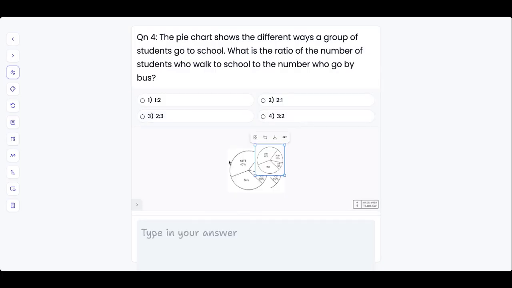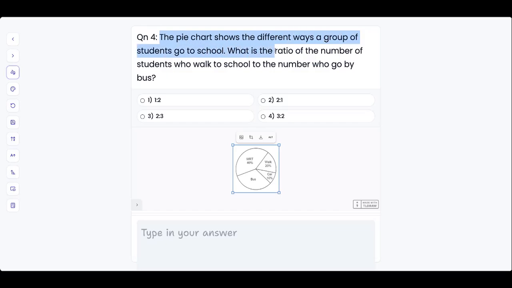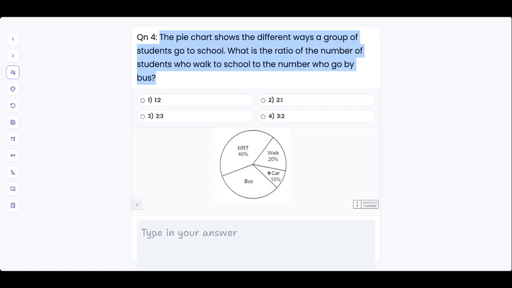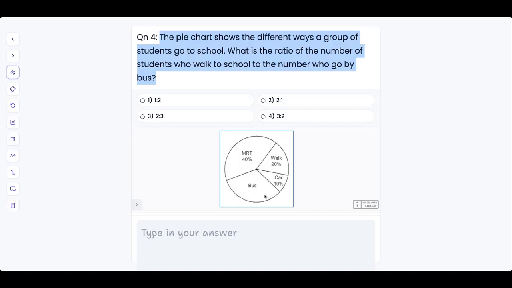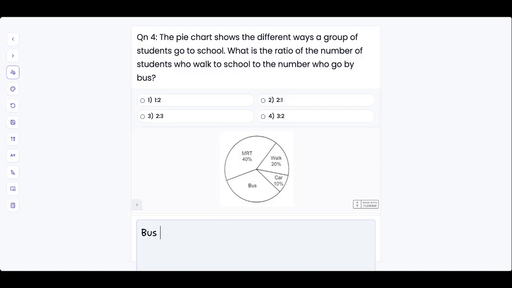Question number 4. The pie chart shows the different ways a group of students go to school. What is the ratio of the number of students who walk to school to the number who go by bus? So let's zoom this in. We'll see that there is the MRT, walk, car, and bus. So first we need to get the bus, right? The bus is basically 100% minus 40% minus 20% minus 10%.